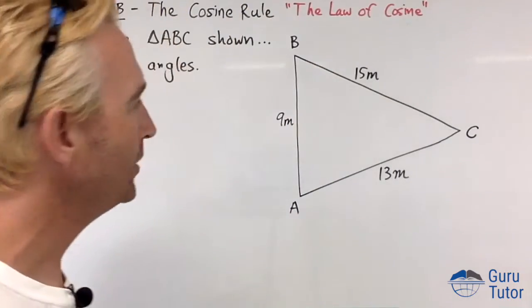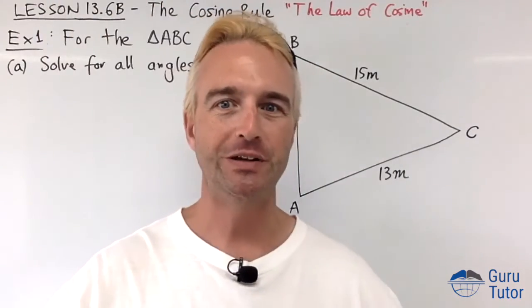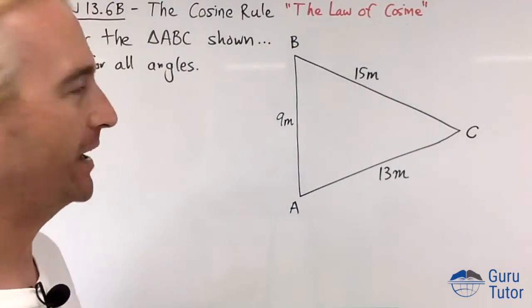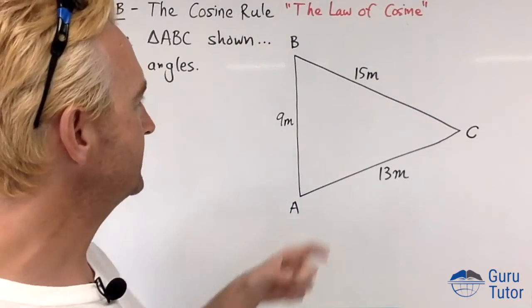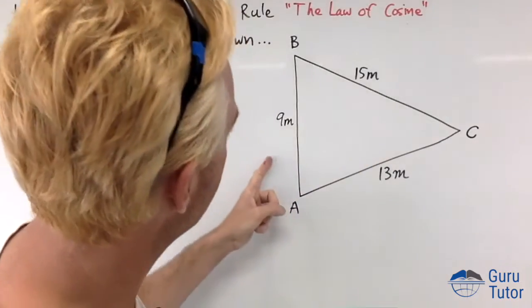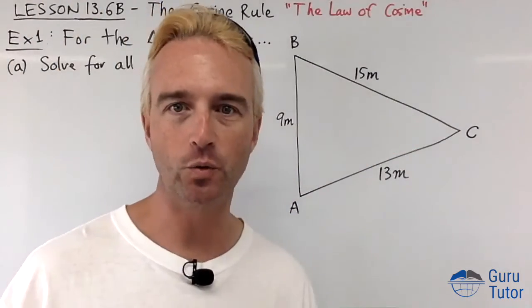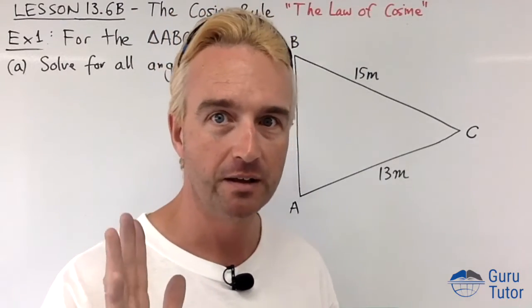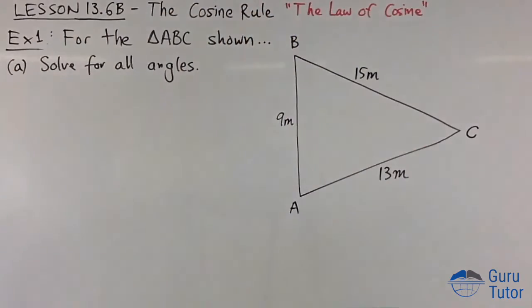We have a triangle and we know all three sides, but we know none of the angles. So this is why the cosine rule is kind of cool. We've got a non-right triangle and we've got side lengths 15, 13, 9, and we're going to find all the missing angles. Which angle do you want to find first? Angle A? Okay, let's find angle A first.